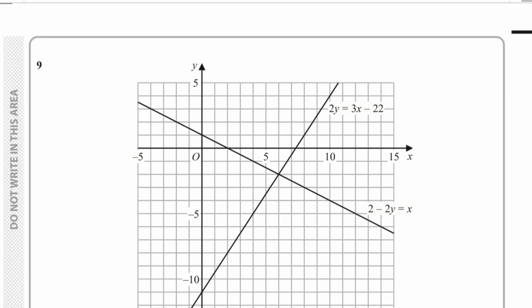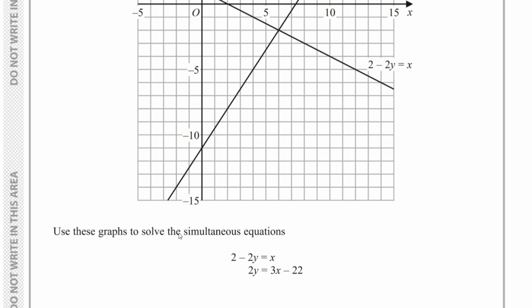Question number 9. We have this straight line segment, which is given by 2y equals 3x subtract 22. We have this straight line segment, which is given by 2 subtract 2y equals x. We have to use these graphs to solve the simultaneous equations 2 subtract 2y equals x and 2y equals 3x subtract 22. Now, where the graphs intersect will be the solution to the simultaneous equations, and they intersect here.